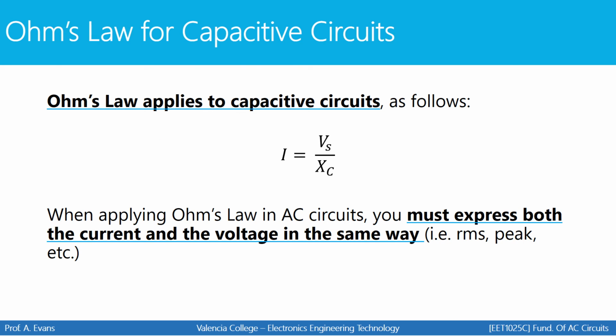Once we have capacitive reactance, we can start to apply Ohm's law to our circuits. So we can solve for the current in a circuit, for example, by taking the voltage source divided by the capacitive reactance. Just remember that when you apply Ohm's law in an AC circuit, everything must be expressed the same way when you express voltage and current: peak to peak, RMS, peak, etc.